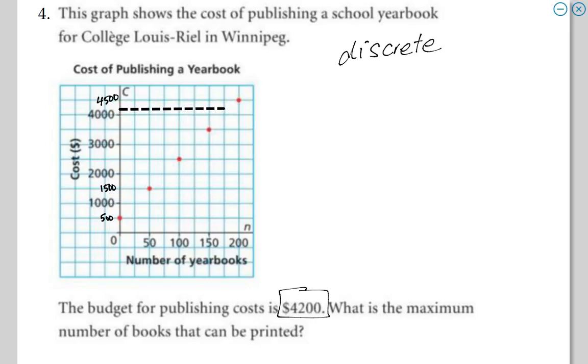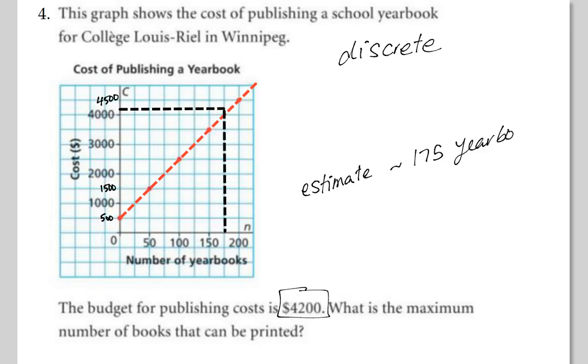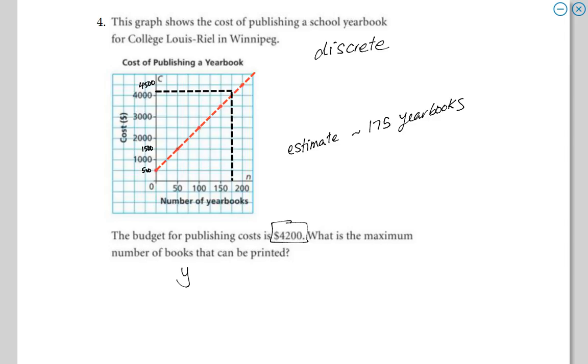So I'm just going to interpret the graph and I can get an estimate. I can estimate about 175 yearbooks. Okay, but I can do better. I can generate an equation.